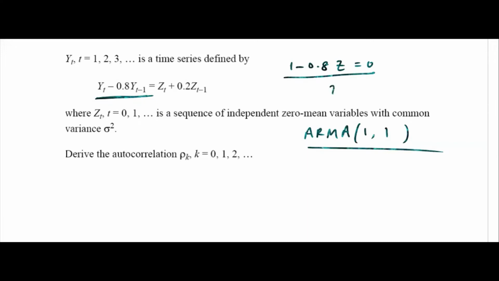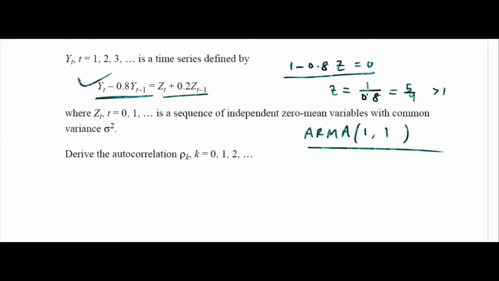If you solve here, 1 divided by 0.8, 10 divided by 8, that is 5 divided by 4, greater than 1 in absolute value. So then what will happen? This is stationary. Invertibility you can check from this side if required. Here it's not required, so we will not check for that, because stationarity is important.